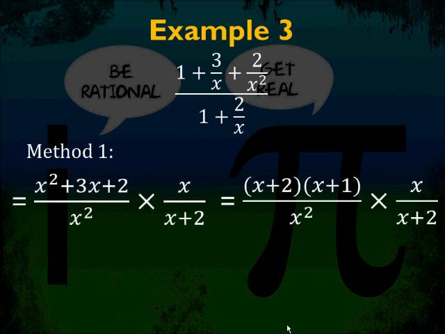So let's factor the top. We have (x + 2)(x + 1) over x squared times x over (x + 2). We can already see stuff canceling out. The x + 2's are going to cancel. The x is going to cancel one of the x's in the x squared on the bottom. So your answer is (x + 1) over x.